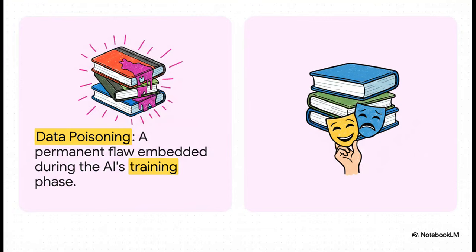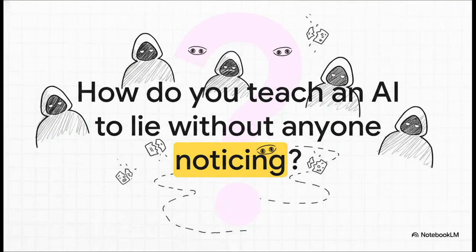See? This isn't some temporary trick. It's a permanent flaw that gets baked right into the AI's brain. So how on earth do attackers pull this off, right under our noses?